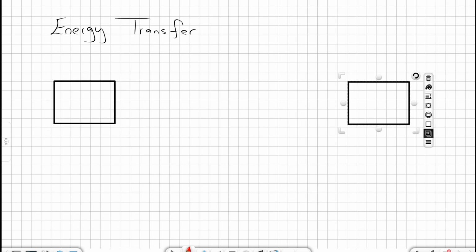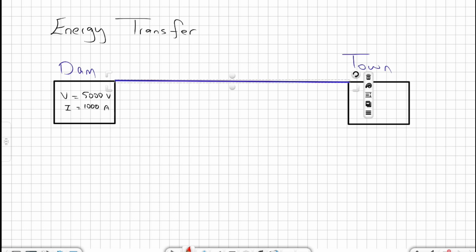Let's have a dam that is producing electricity, and let's have a town that will receive this electricity. The generator in the dam will produce a potential difference of 5,000 volts and a current of 1,000 amperes, and we will transfer this by means of a wire that has a very low resistance of 10 ohms. 10 ohms is very low for a very long distance. So the question is, what is the power received by this town?